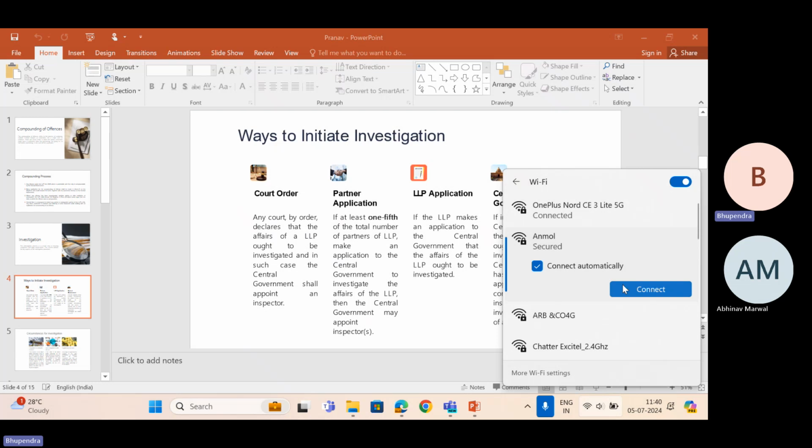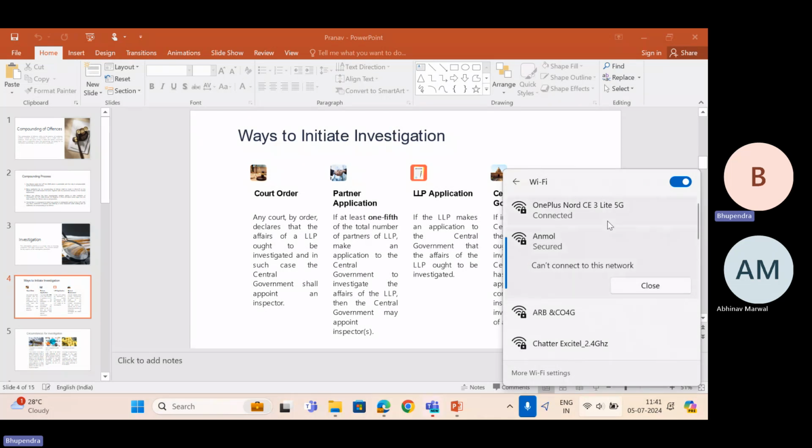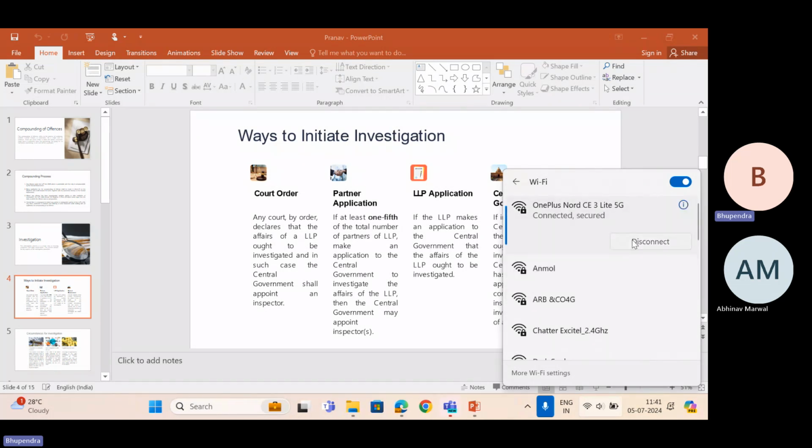Then partners within the LLP, n number of partners can be there, minimum 2 should be there obviously. So 1/5 of the total number of partners can make an application to the central government to initiate an investigation in case of LLPs. In every case we have seen that the application goes to the central government, with ROCs and others on the sidelines, but the main application goes to the central government, which will initiate the investigation. And court orders, like tribunals and other courts, can directly file to the central government or request the central government to initiate the investigations in case of LLPs.